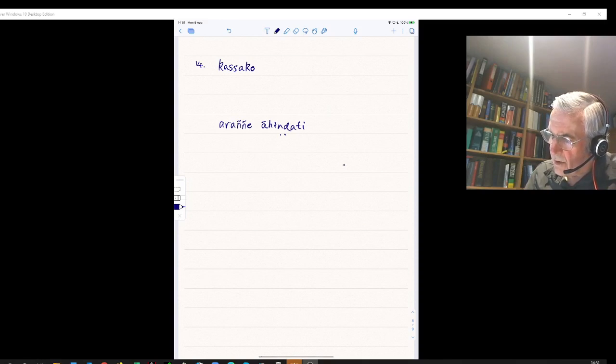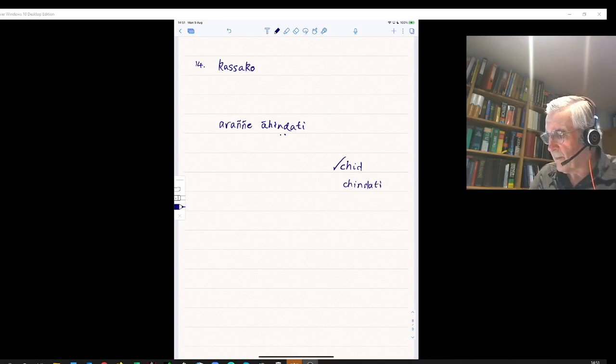So the root is chid, and the present has an inserted n, chindati. In Sanskrit, you make the infinitive by making the guna of the e, so chedtum, then it has to become chetum. And you can do the same in Pali as well.